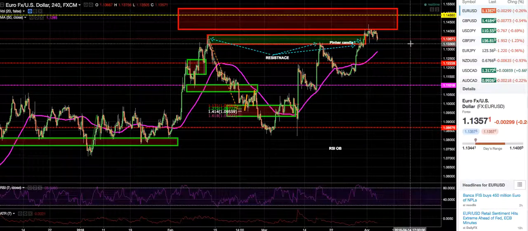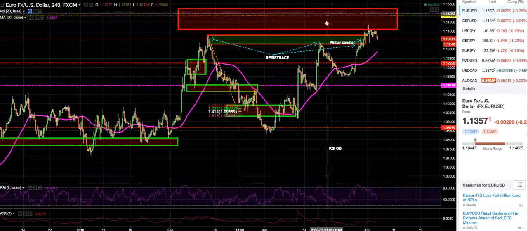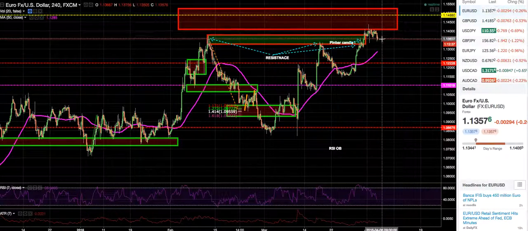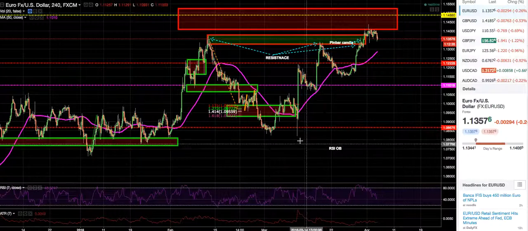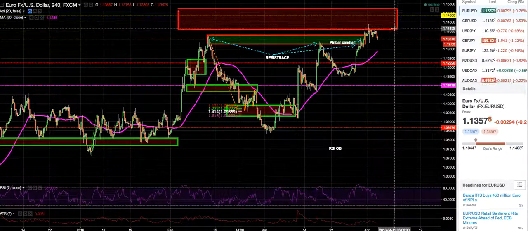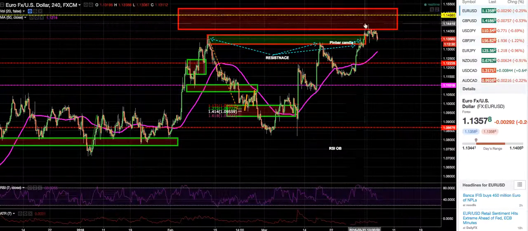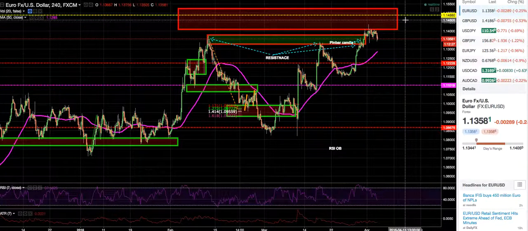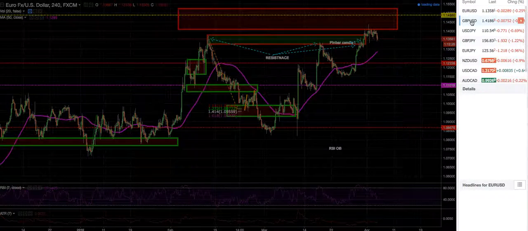The Euro wasn't something I wanted to show you, but the red box up here, if the Euro keeps pushing up like it has been doing for the last few weeks, this is the area that I will be taking an interest in. But I wanted to show you on the pound dollar.